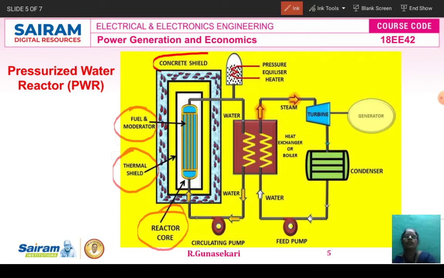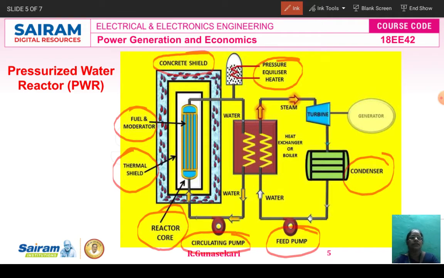The outer shield is nothing but the concrete seal. This is the pressure equalizer heater. This is the circulating water pump. This is the feed water pump. This is the condenser. This is the heat exchanger or boiler we have to use. Here we are using the heat exchanger. This is the turbine. This is the generator.